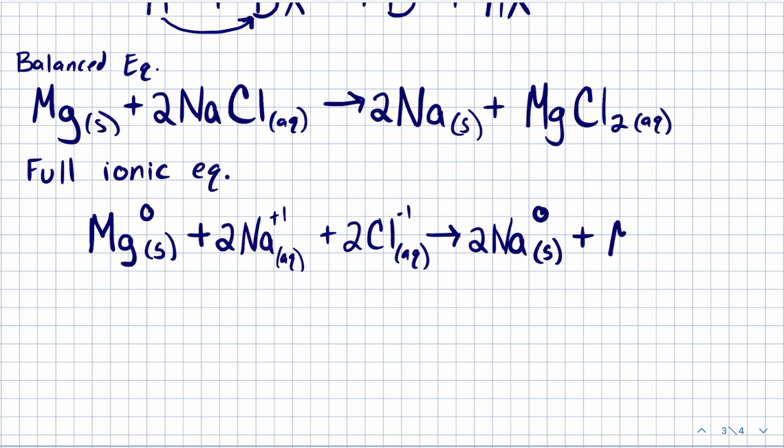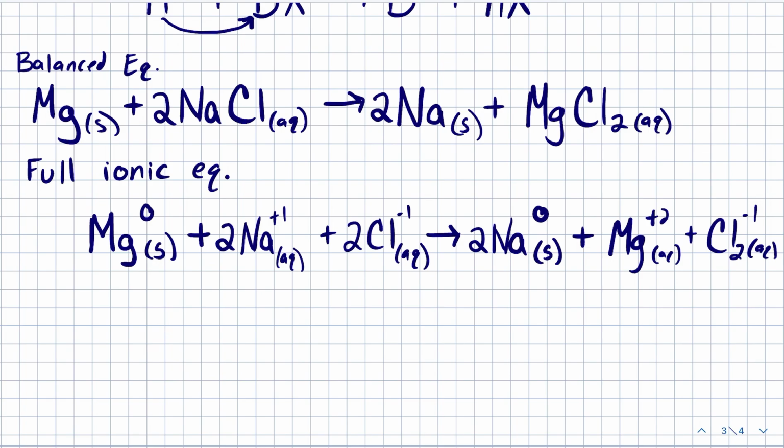Magnesium chloride breaks into its ions. So I have magnesium, that's aqueous. That has a +2 charge, plus chlorine. I'm going to keep that 2, because again, with balancing, aqueous -1.